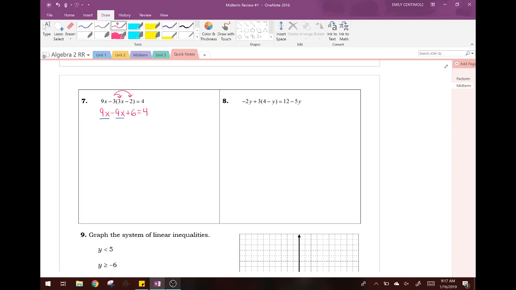9x minus 9x is 0x, but 0 times x, I'm going to write it just to kind of show you. This is a common mistake I see. 0 times x is just 0, so then we have 0 plus 6 equals 4, and 6 equals 4. Now, if you notice, the variables dropped, and you're left with a false statement. This is going to mean no solution, and box up your final answer.